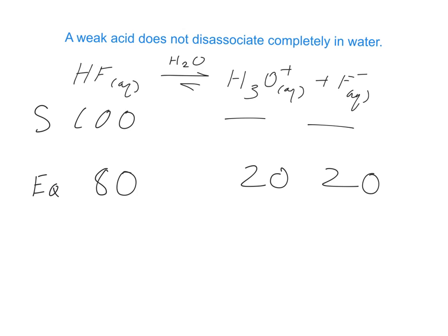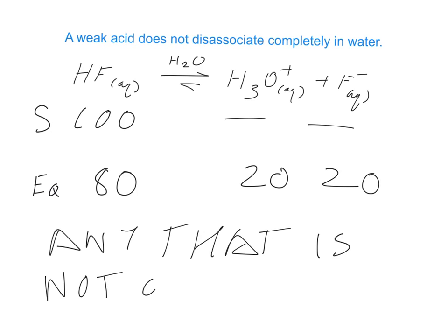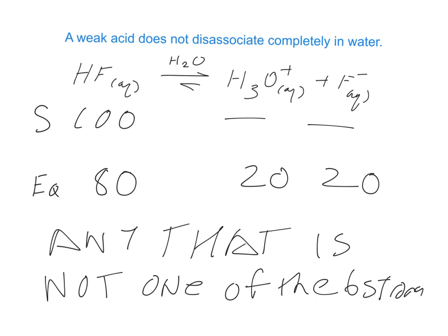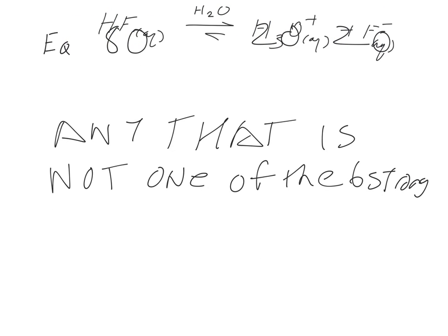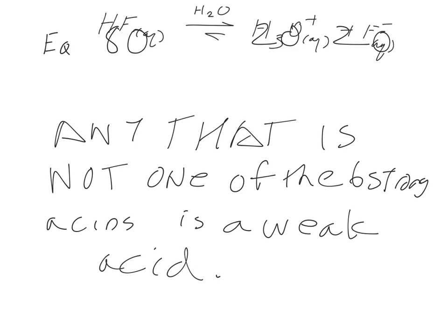It occurred to me real quickly, I never told you what your weak acids are. Any acid that is not one of the 6 strong acids is a weak acid. Any acid that is not one of the 6 strong acids is a weak acid.